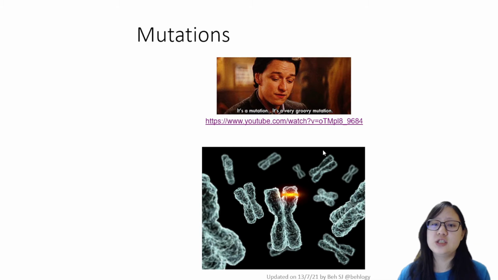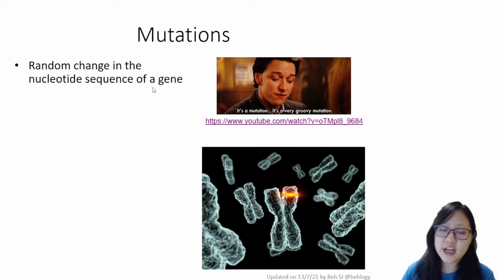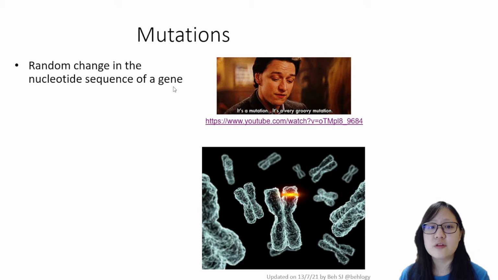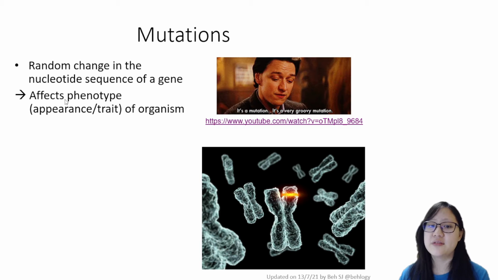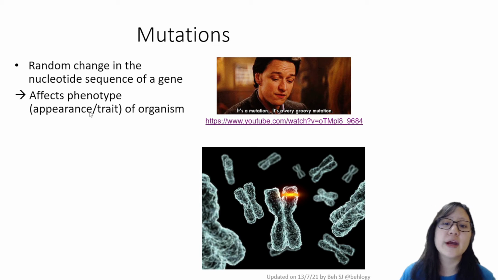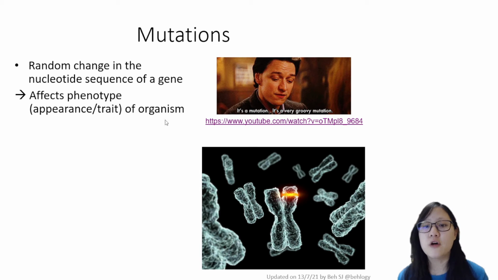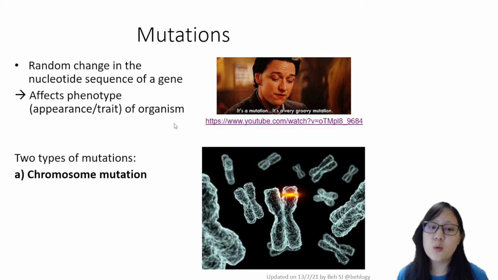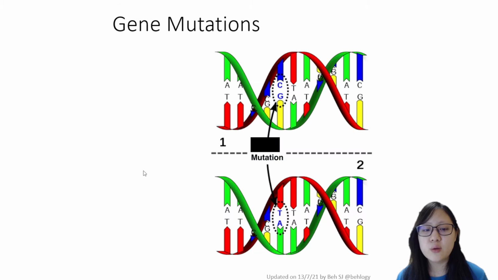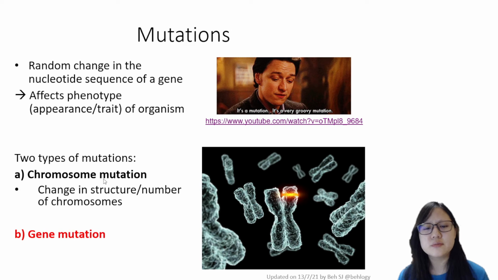So mutation in general is a random change in nucleotide sequence of a gene. And this could affect the phenotype. Phenotype means trait or appearance of an organism. Now, there are two major types of mutations, two levels, I would say. One is a chromosomal level and one is a gene level.